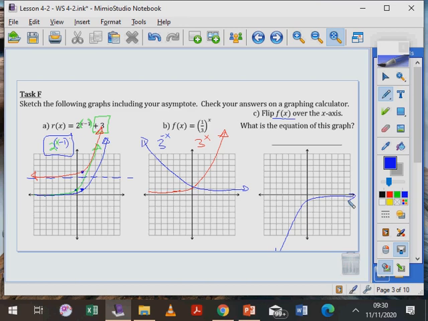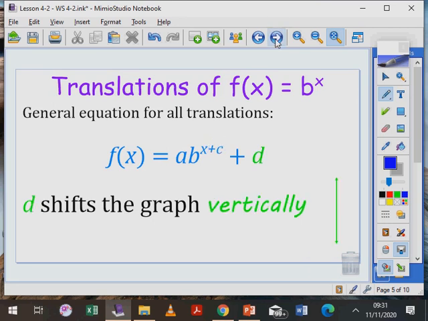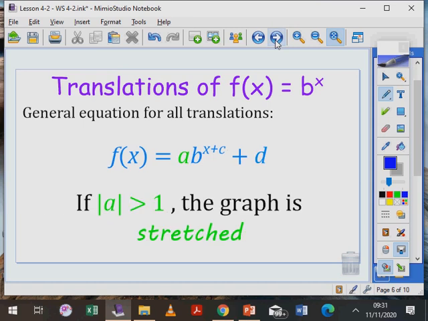Okay, I hope that helps. So, summary: the value c shifts the graph horizontally either to the left or to the right, depending on the sign of c. D shifts the graph vertically, up or down, the same number of units.